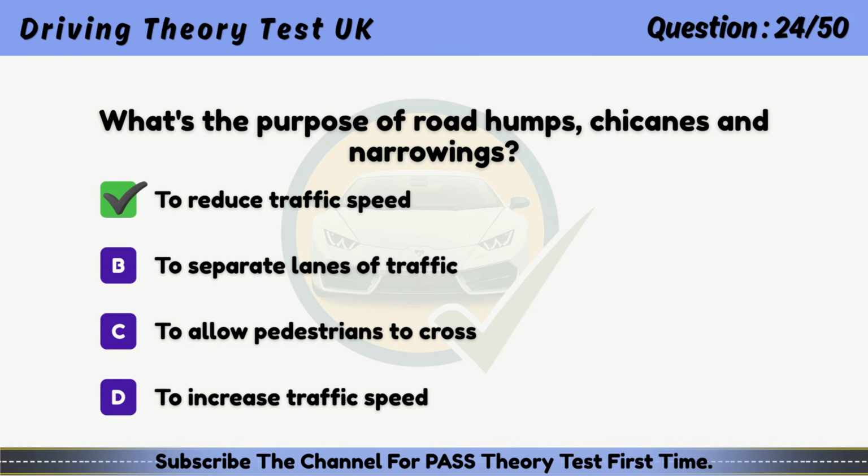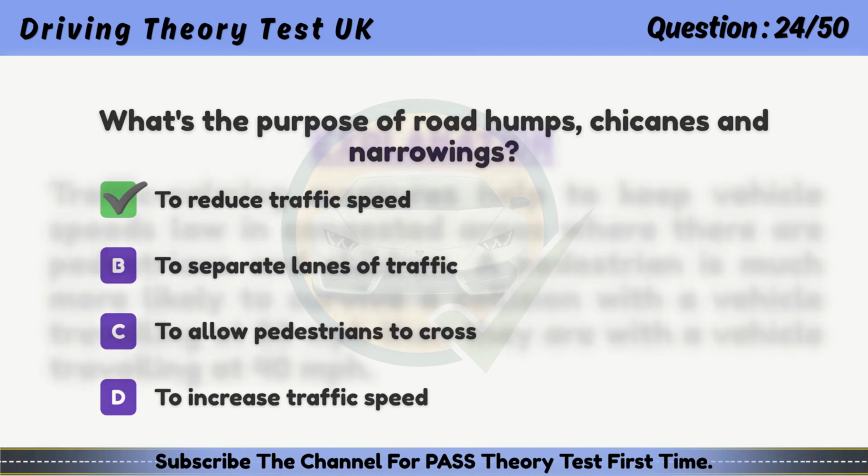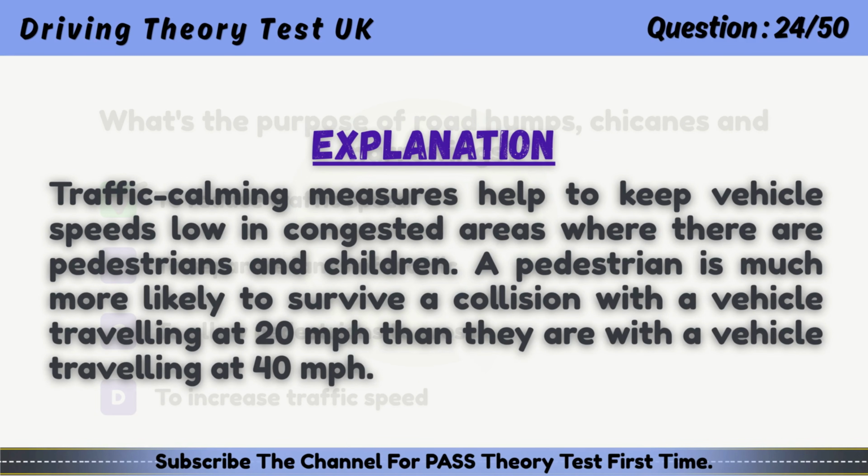Answer is A. To reduce traffic speed. Traffic calming measures help to keep vehicle speeds low in congested areas where there are pedestrians and children. A pedestrian is much more likely to survive a collision with a vehicle traveling at 20 miles per hour than they are with a vehicle traveling at 40 miles per hour.